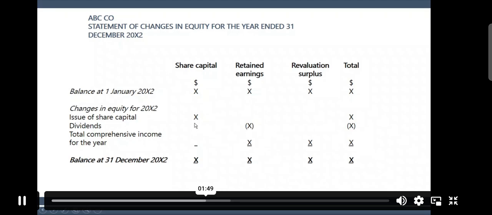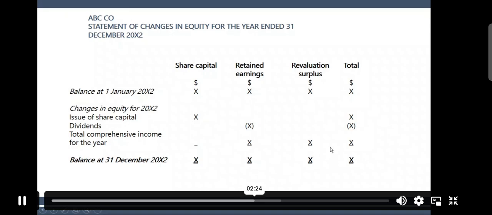For example, new share capital introduced, dividends given and revaluation, and plus you add here the profit for the year. From the income statement of 2002, whatever profit you calculate, you put it here in the retained earnings. So last year's retained earnings plus this year's profit minus the dividend given gives us the retained earnings balance. Then you have the share capital balance, the revaluation surplus balance, and you make a total.